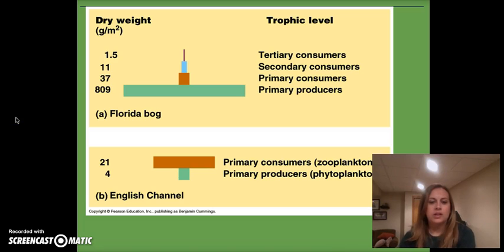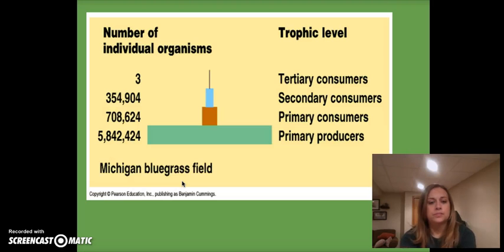So what we're looking at here, this is the example of a Florida bog. We are looking at the dry weight, so the biomass of the producers, and then the primary consumers, secondary consumers, and then the tertiary consumers. Now down here we're looking at the same thing, but it's for the English Channel. And so one thing that you may notice is that we actually have fewer of the primary producers.